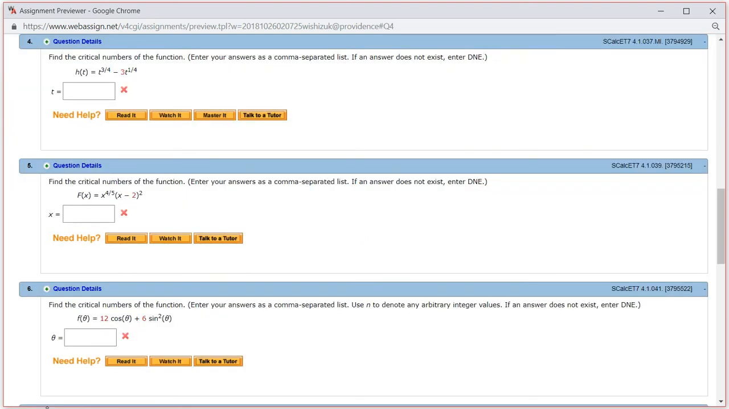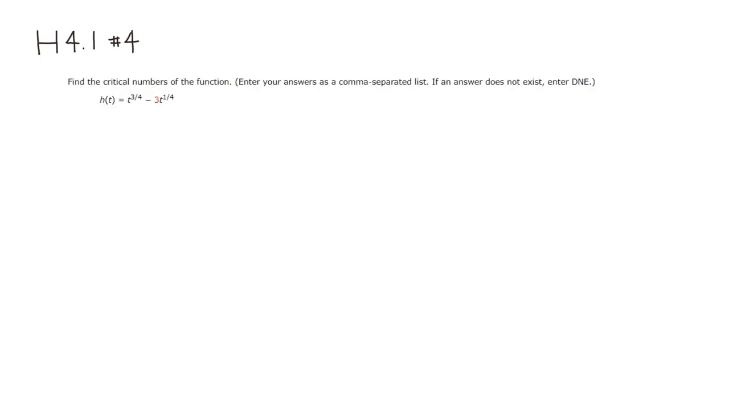All right, let's look at homework 4.1, problem number 4. Let's find the critical numbers of this function. So let's take the derivative.